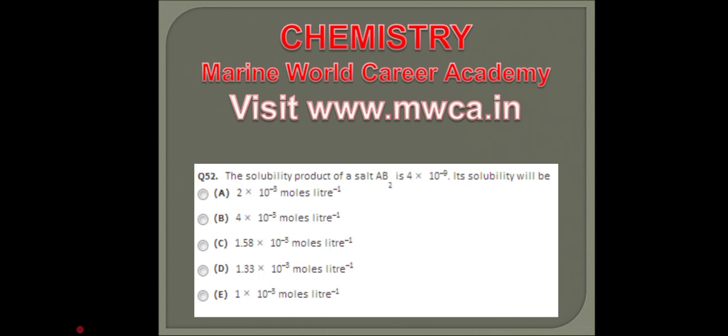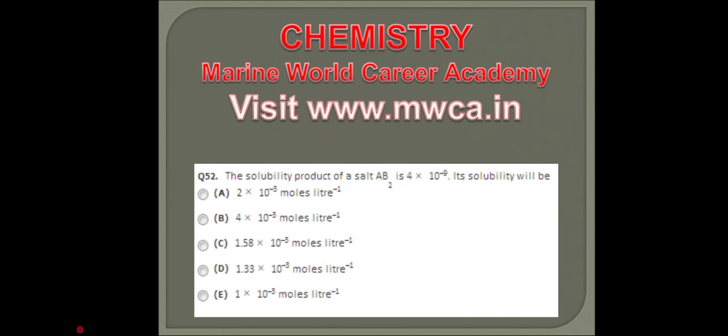Question number 52. The solubility product of a salt AB2 is 4 into 10 to the power minus 9. Its solubility will be option A, 2 into 10 to the power minus 3 moles per liter. Option B, 4 into 10 to the power minus 3 moles per liter.